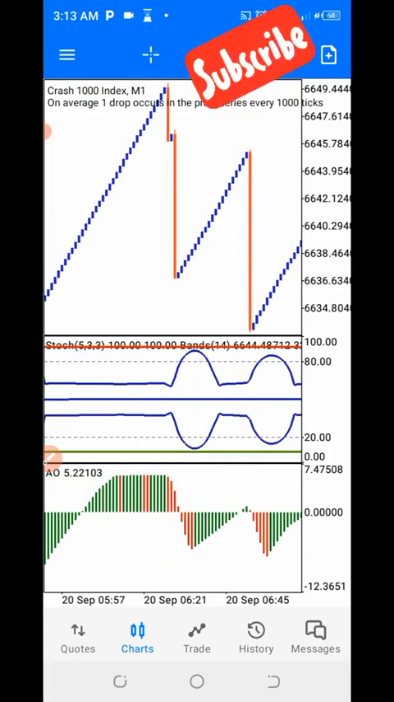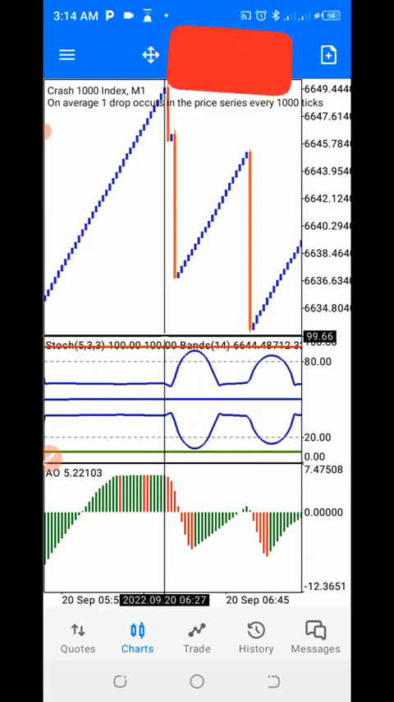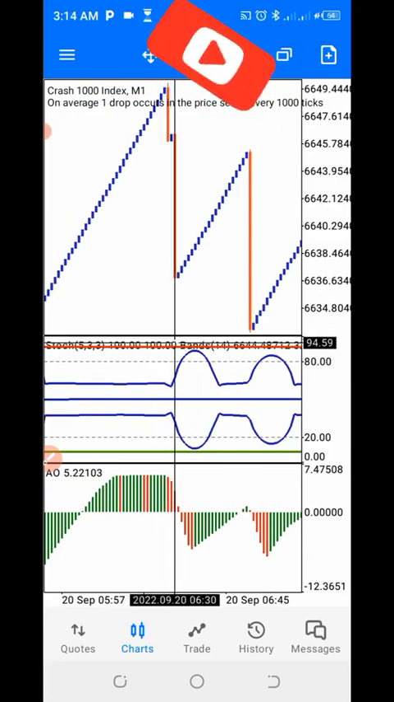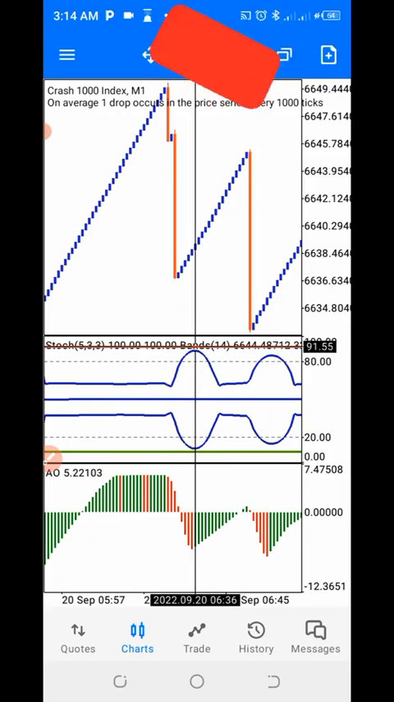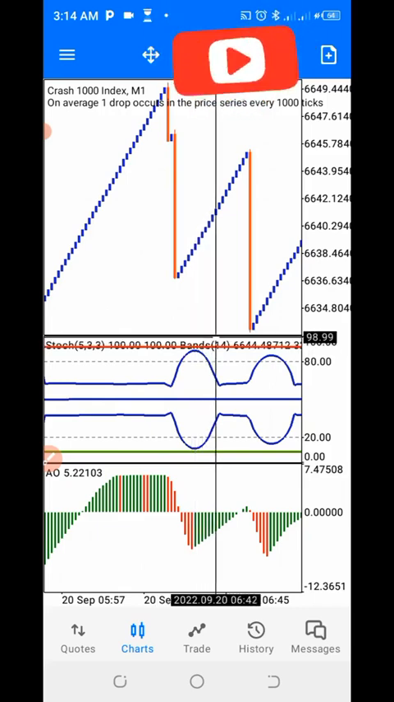This is another example. You can see you have this big spike here, right? So it changed here from red. You take your 3 to 10 candles maximum.